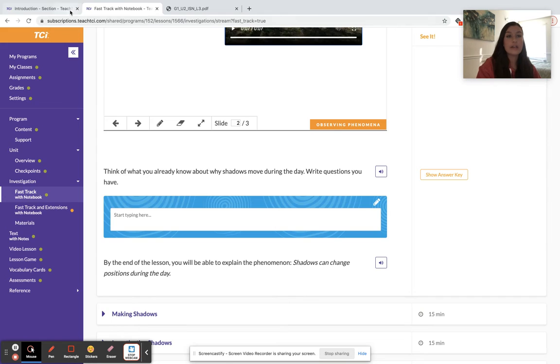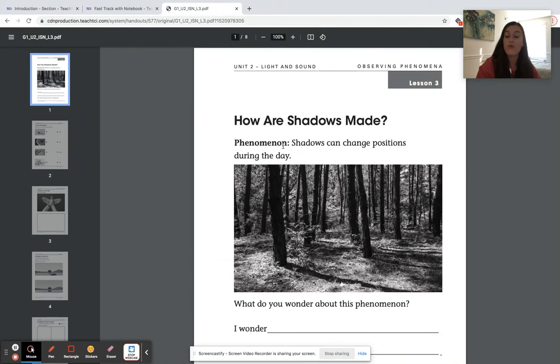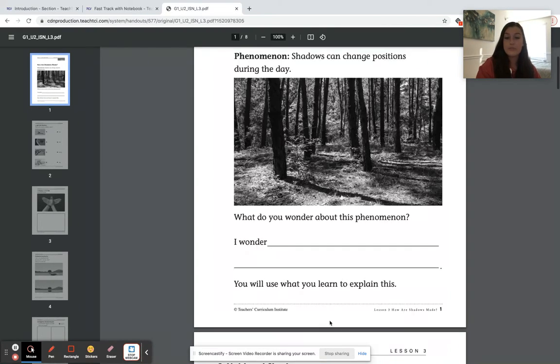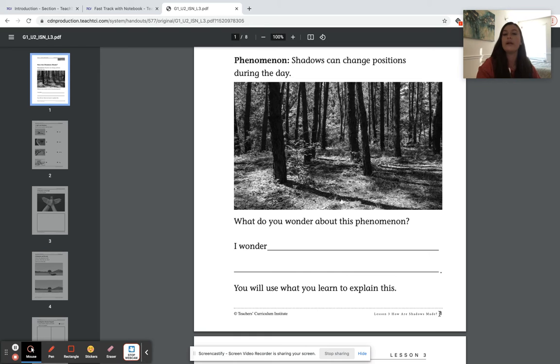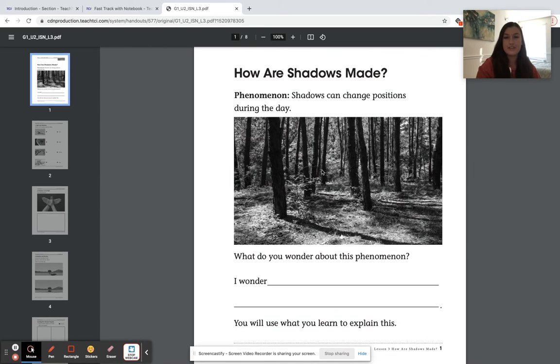Now, we're going to look at this first page that you have in your book. It is going to be page 1 in lesson 3. So make sure you flip through till you see lesson 3, how are shadows made, and it should have a 1 right here. So just like I said, shadows can change positions during the day.